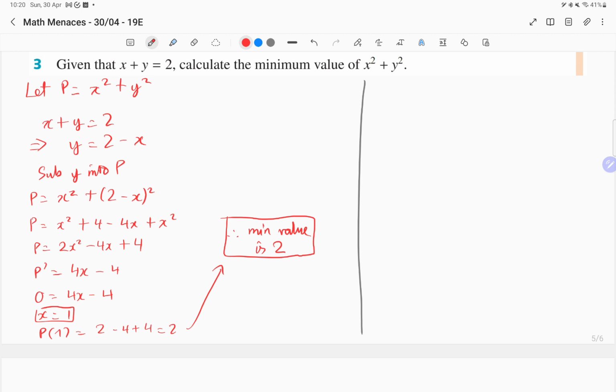Alright, I'm going to stop the first half of the recording now. Blake, if you're listening to this, make sure you do questions 1, 2, and 3 before moving on to the second recording.